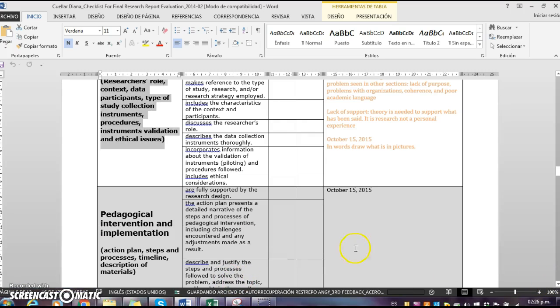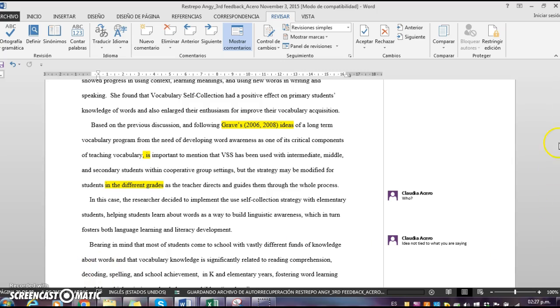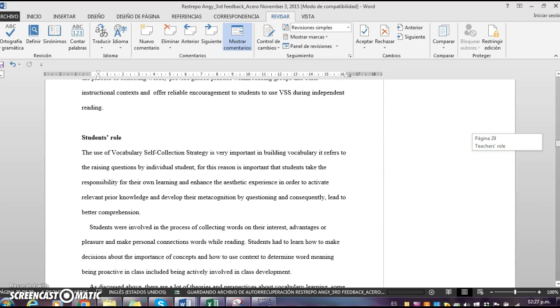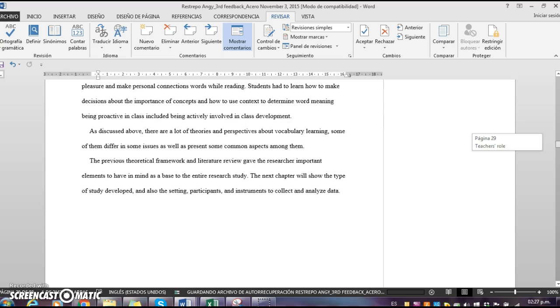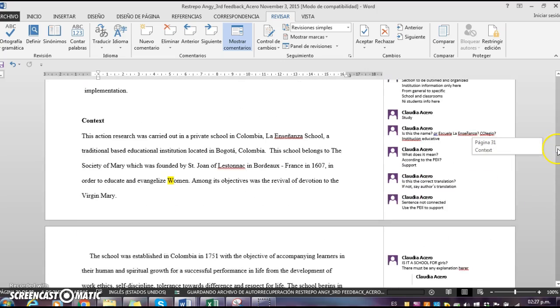The pedagogical intervention, and here it seems that there is a confusion with the previous stage, is meant to show other teachers how they can implement the strategy. Though I see the information there, again, the organization and the amount of quotations is giving us a problem. You will find a lot of yellow pieces, and these yellow pieces mean that there are problems with language.